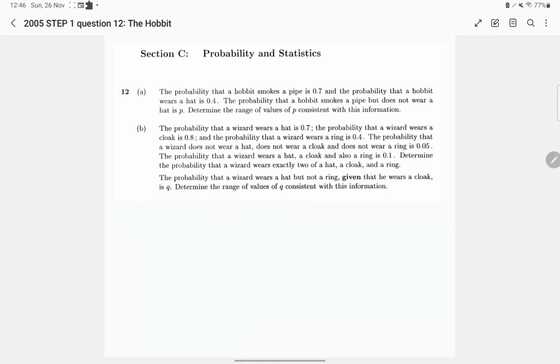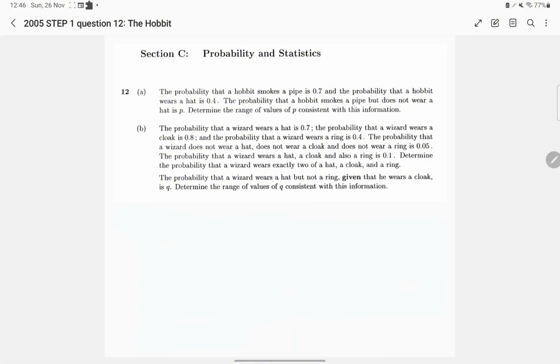The probability that a hobbit smokes a pipe is 0.7 and the probability that a hobbit wears a hat is 0.4. The probability that a hobbit smokes a pipe but does not wear a hat is p. Determine the range of values of p consistent with this information.